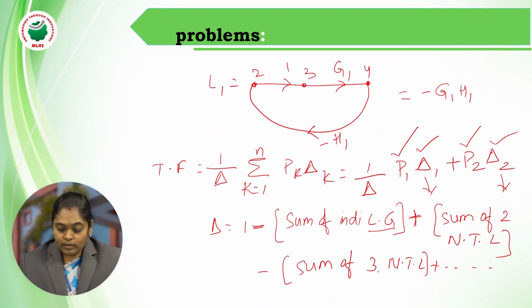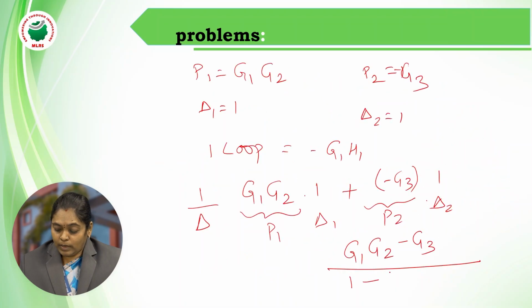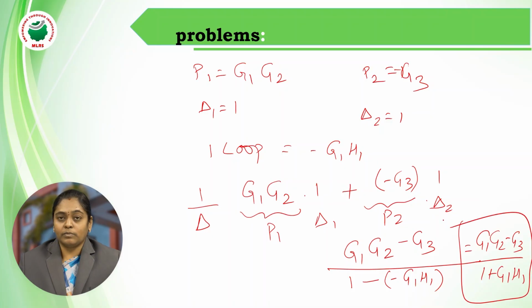minus. Then in the expression we are having minus. The sum of individual loop gains I have got as minus G1, H1. So this can be written as minus G1, H1. So this can be written as G1, G2 minus G3 by 1 plus G1 H1. This is how to determine the transfer function by using Mason's gain formula.